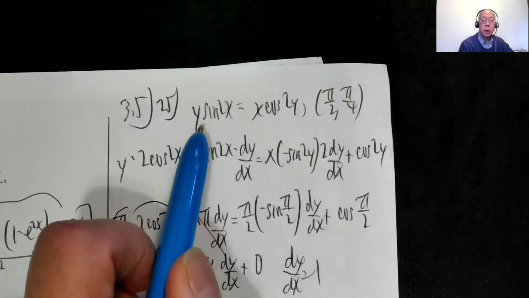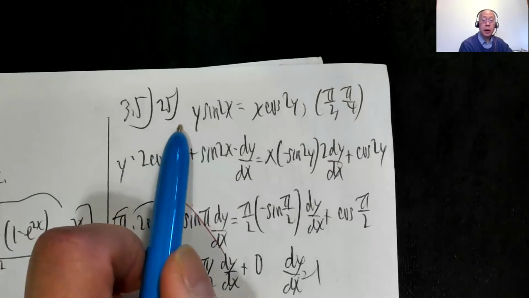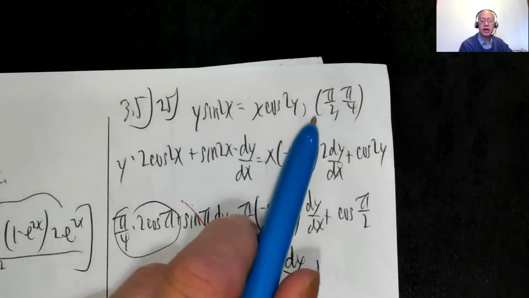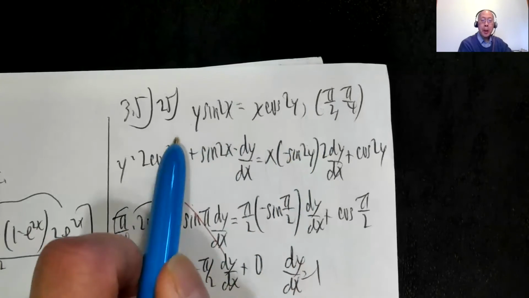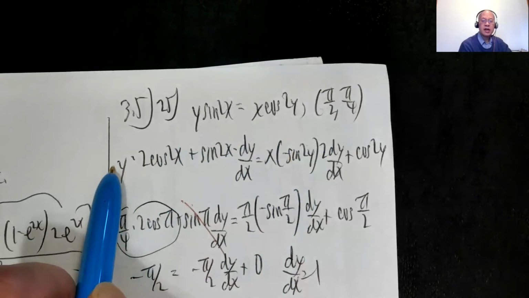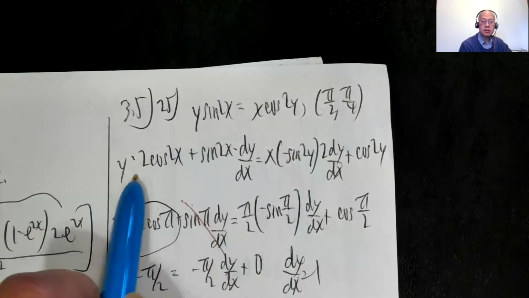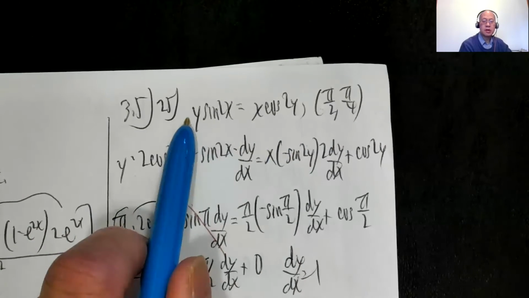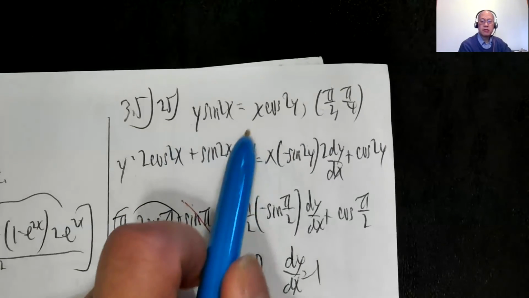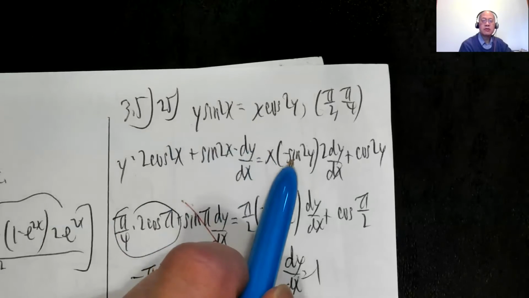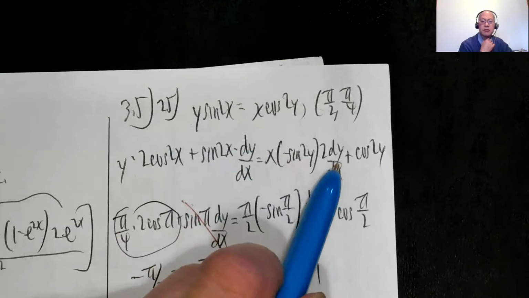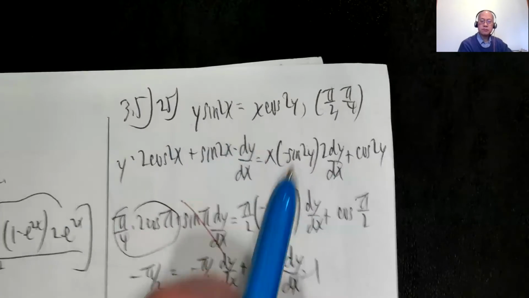25, 3.5, y sine 2x equals x cosine 2y at this point. So product rule: y times cosine 2x times 2 plus sine 2x times dy dx equals product rule: x times negative sine 2y times 2 dy dx plus cosine 2y times 1.